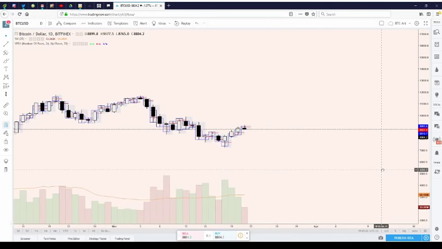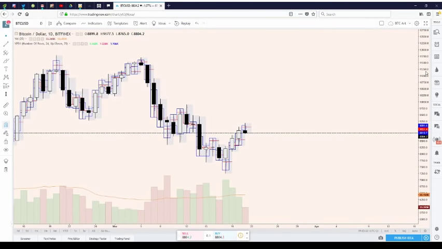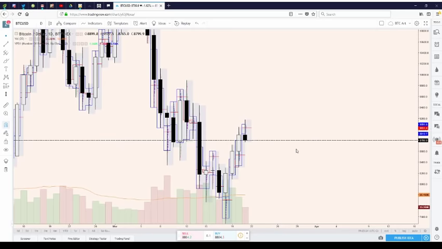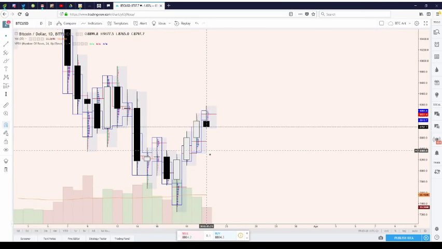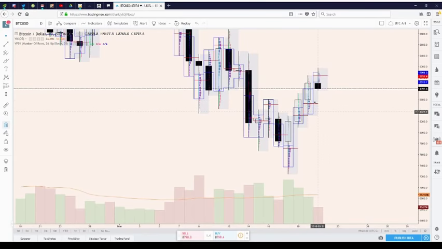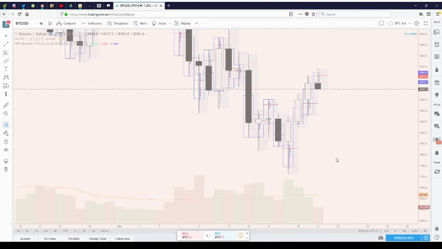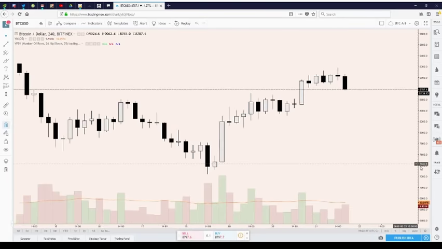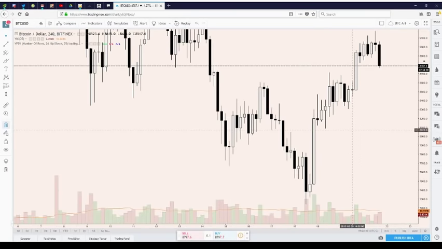Even if I zoom in, it's very difficult to see, but you can almost see on the daily where most of the volume was, and most of the volume will always be in the wicks. The smaller amount of volume would be the body of the candle. But to get a better idea, let's just go to the 4 hour, and you can see how this helps you.